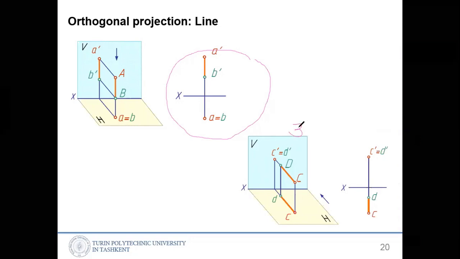So that is in 3D, the isometric view, and that is the orthographic projection.